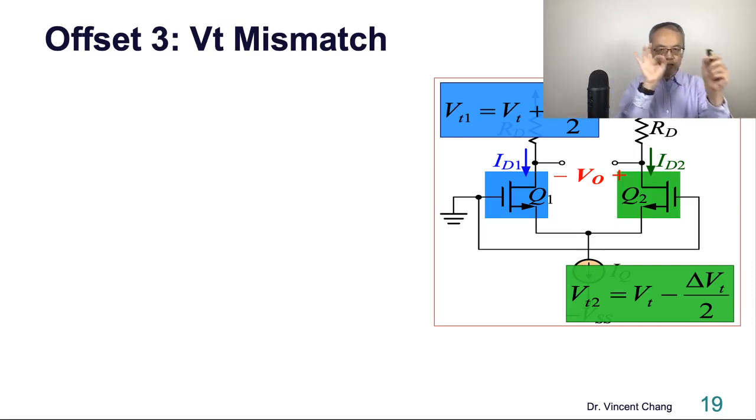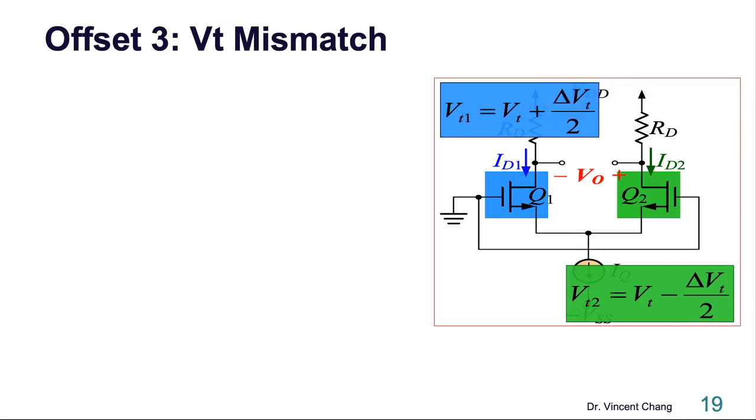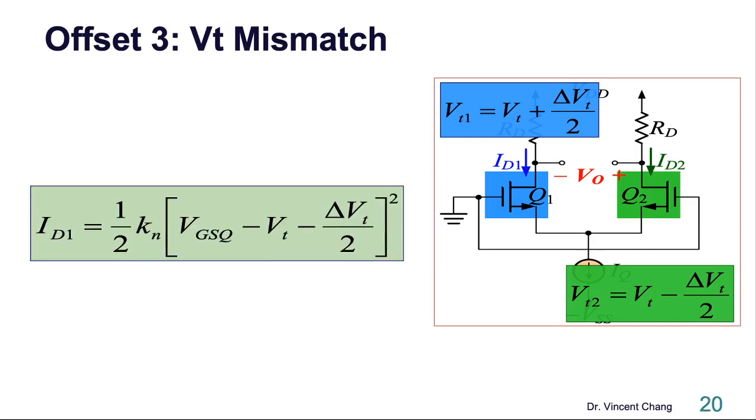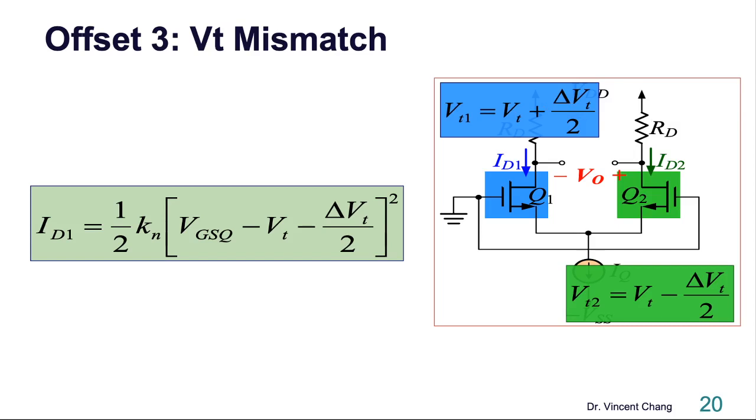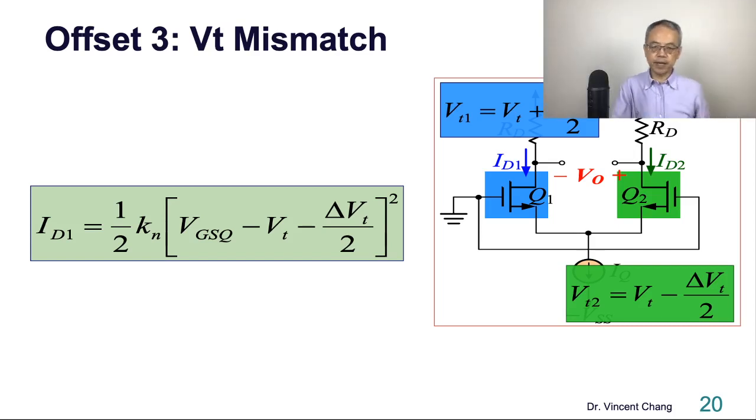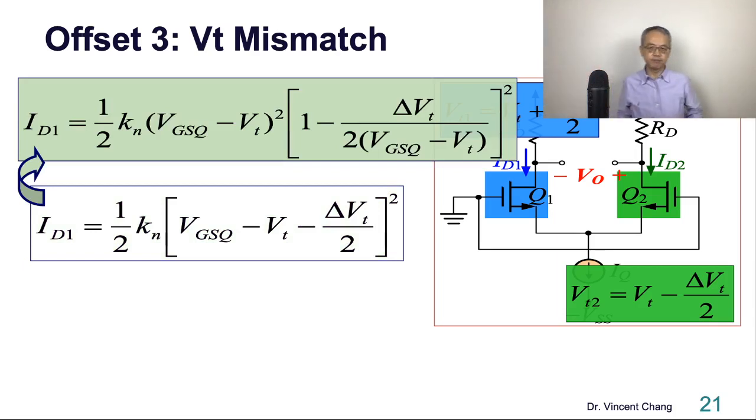The third offset voltage, let's say threshold voltage mismatch. The difference between the two threshold voltages is delta VT: half on the left minus half on the right, and the total difference is delta VT. This might be a little bit complicated for you. Half Kn (VGS minus VT) squared. Plug in VT1, VT plus delta VT over 2. Then pull out the regular factor, VGS minus VT.